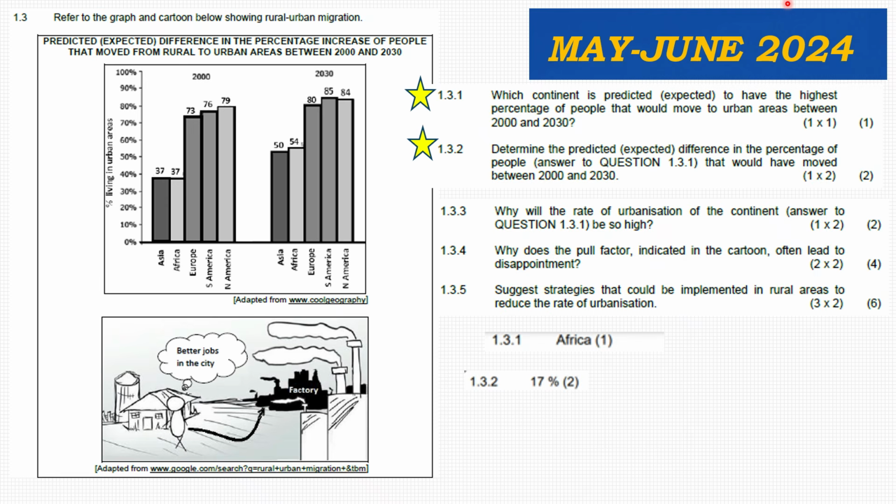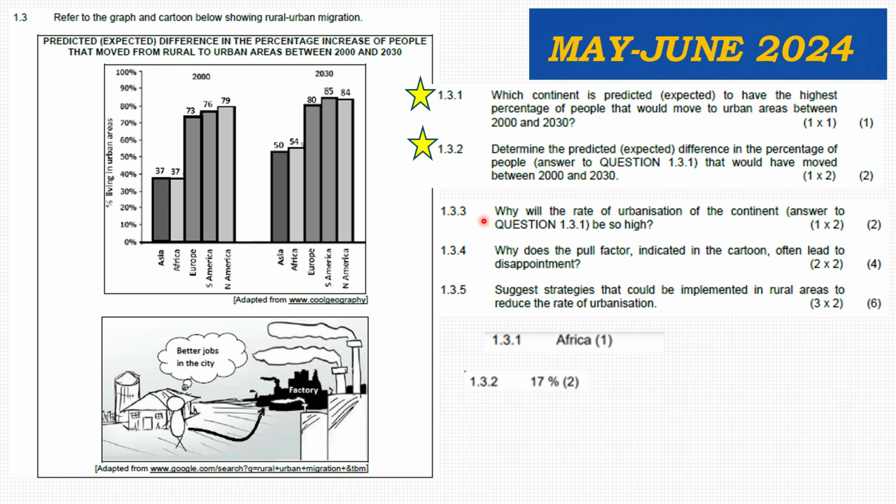So if your answer was wrong, if you chose South America, it means even your answer for 1.3.2 was going to be wrong. But you see, we even put stars here because we know that with this question, most people are going to get it wrong. You can see here there's a big jump from 37 to 54. So Africa is the one which has the highest percentage of people that would move.